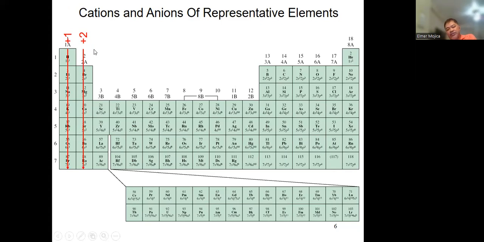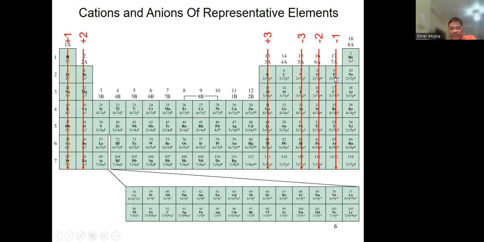If you look at the cations and the anions of representative elements, group 1 will form a positive 1, group 2 plus 2, group 3 plus 3. Group 7: 7 minus 8 will give you negative 1. Group 6: 6 minus 8 will give you negative 2. And sometimes group 5: 5 minus 8 will give you negative 3. All the positively charged ions have the electron configuration of the noble gas before them. All the negatively charged ions have the electron configuration of the noble gas after them.